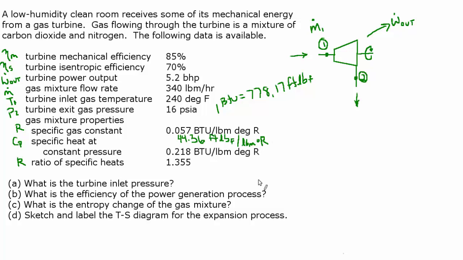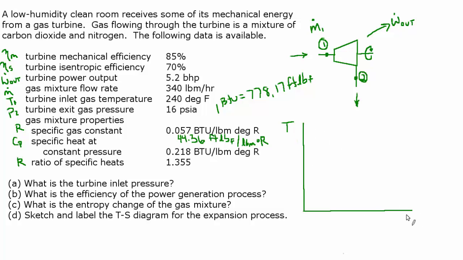Okay, so this is all the information we have. The first thing they want us to find out is the turbine inlet pressure. I'm actually going to skip to part D and do the sketch first because I think the sketch helps understand what's going on. We may not have all the information right away, but we'll fill it in as we go along, and by the time we get to D, we should have it done. So they want a TS diagram.